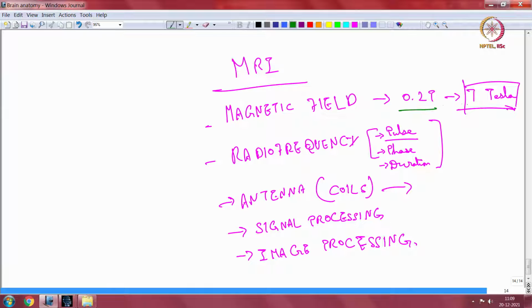So, small magnetic field to higher magnetic field. As the magnetic field increases, resolution increases. Resolution is how finely you can differentiate between two closely placed structures, and the larger the magnetic field the better. So, why not 140 teslas? Human beings, we have so far been able to test only up to 7 teslas. Machines up to 14 teslas I understand have been built, but they are not available for commercial purposes.